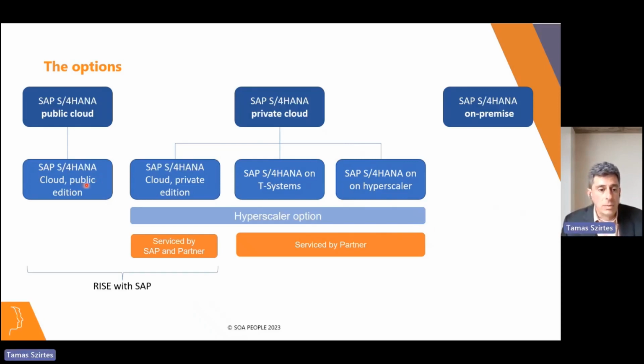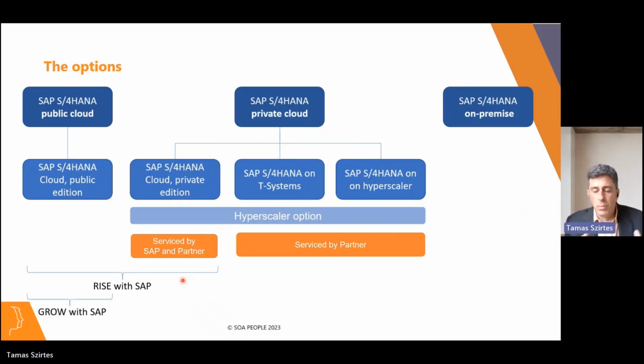Now, these first two things, whether public cloud or private cloud, fall under the umbrella of RISE with SAP. I will talk more about that, but this is basically an offering from SAP to help customers go to S4HANA, to go to the cloud, public or private, and it also has a few other components, some tools and services, to help customers on the way to S4HANA.